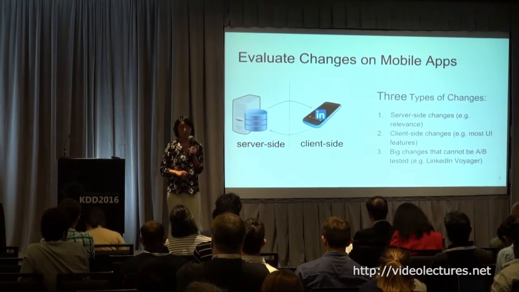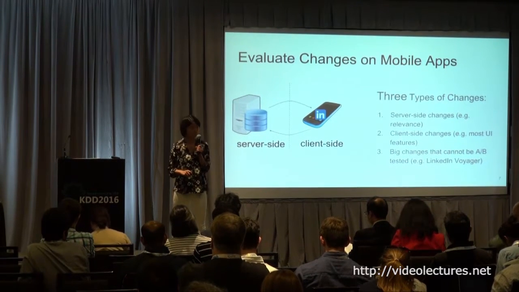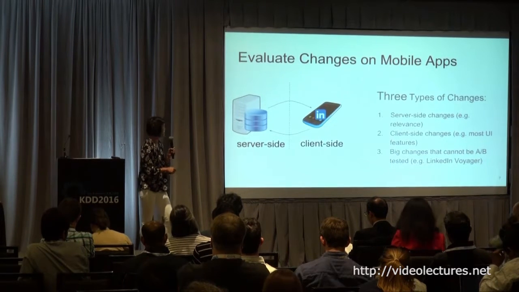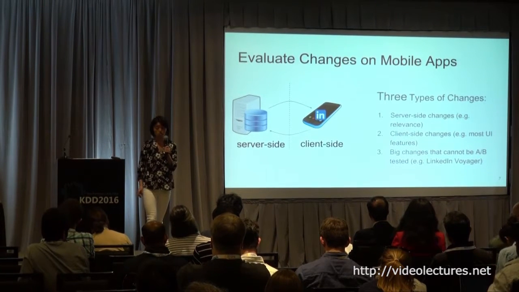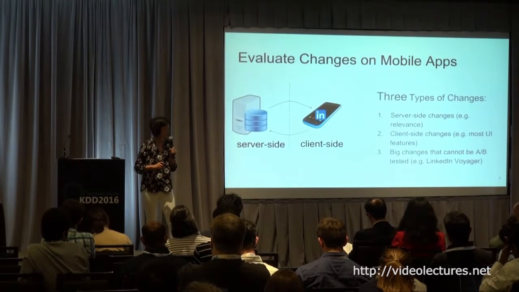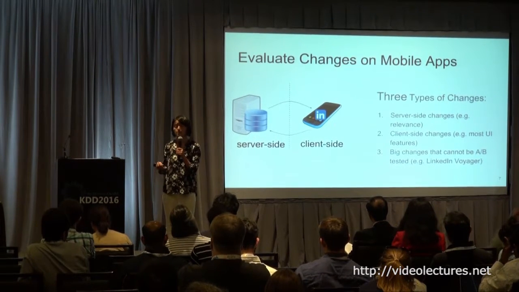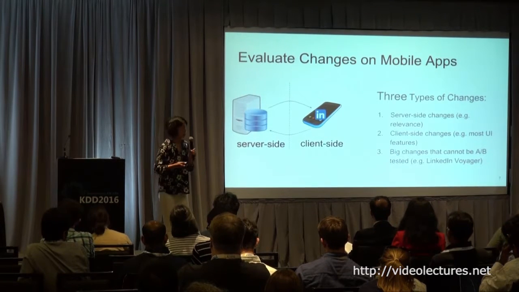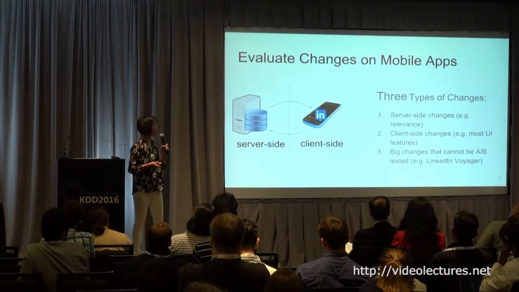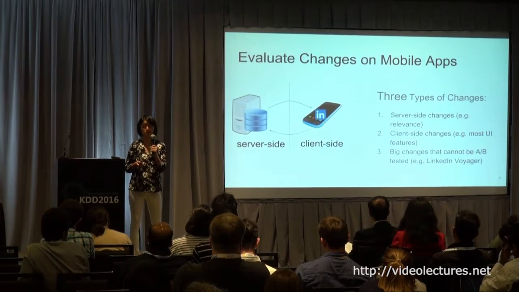The second type of changes happens on the client. When I say client, I mean the app that you downloaded onto your mobile phone. A lot of the UI changes, and I'll talk more about it, are on the client side. The third type is really big changes that actually cannot be A/B tested.